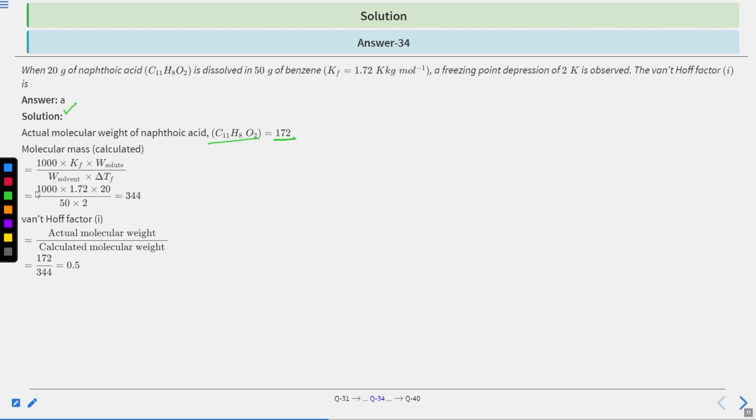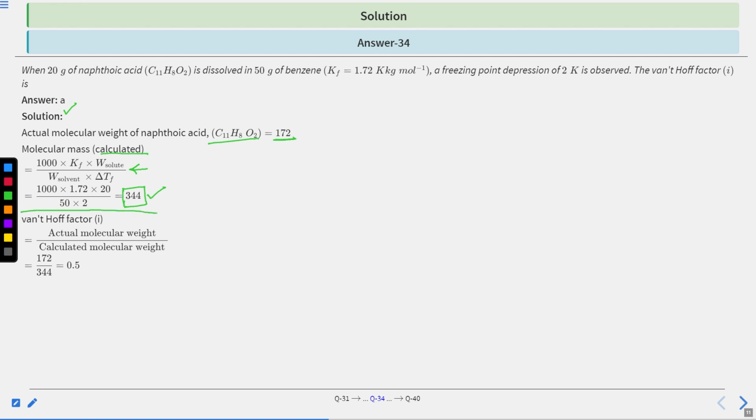replaced with del Tf because it will come on the left hand side. That is del Tf equals to Kf into m, right? So del Tf will come in the denominator and molecular mass will come in the numerator on the left hand side. So on putting the given values in this equation, we have 1000 multiplied by 1.72 into 20 divided by 50 into 2, right? So it is coming out as 344. So molecular mass calculated is coming out as 344.